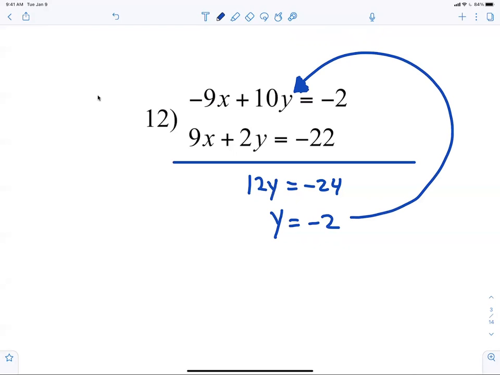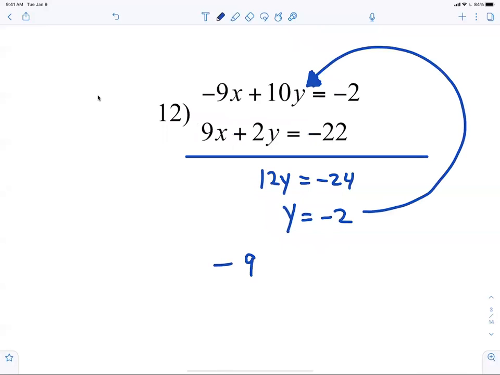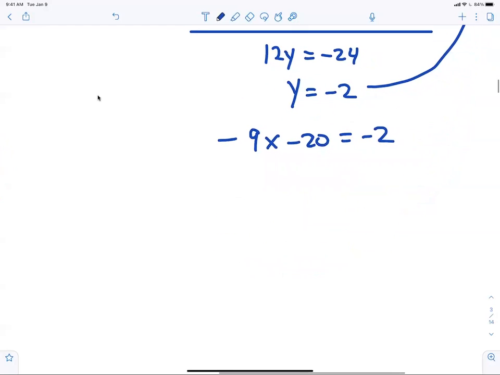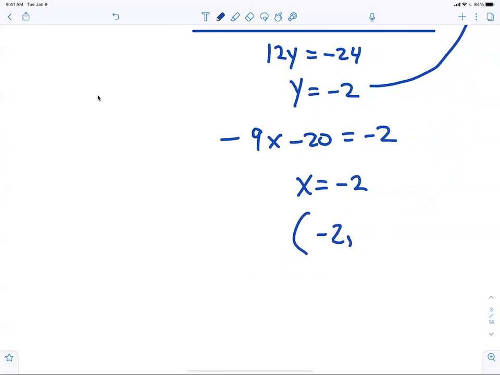All right. So y equals negative 2. So if y equals negative 2, plugging it in, negative 9x minus 20 equals negative 2. Everybody good? So now we should be able to look at that and just say x equals this. Everybody okay with x equals negative 2? So my answer is negative 2, negative 2. I like that. Any issues?